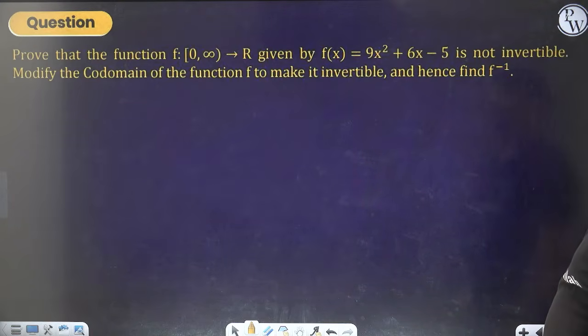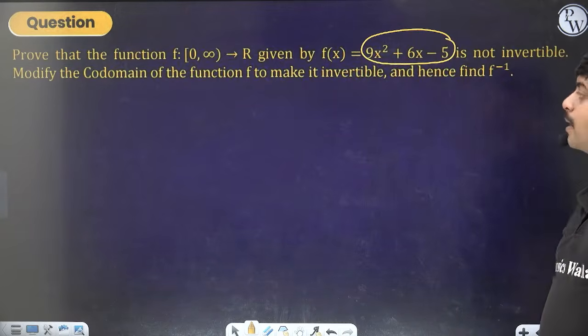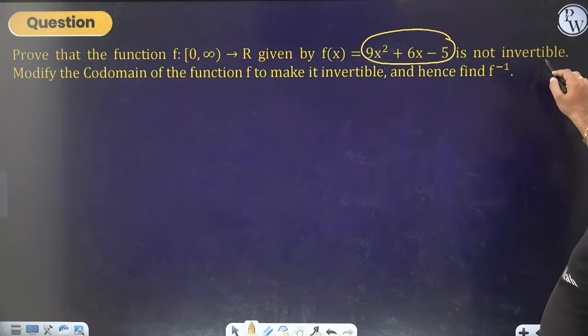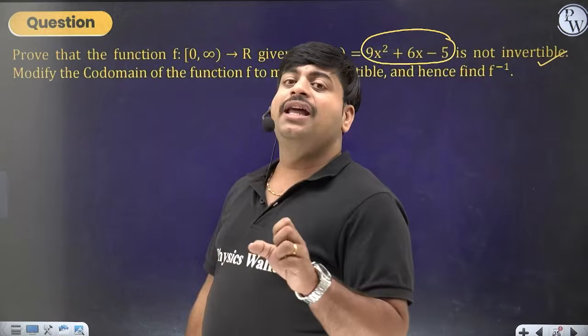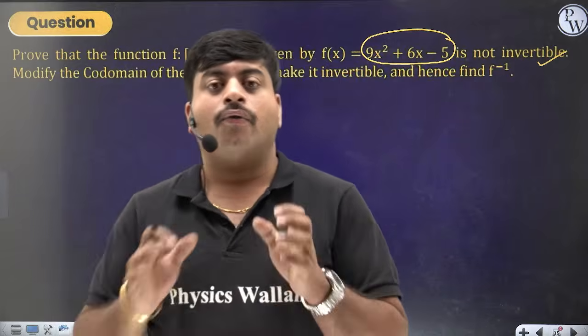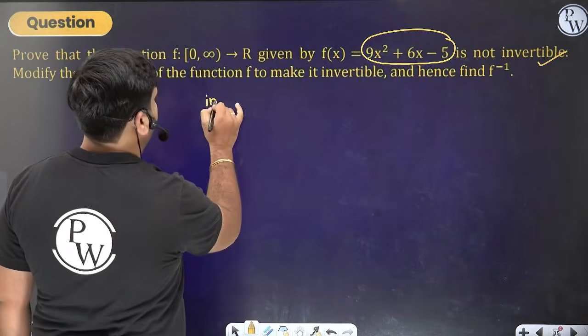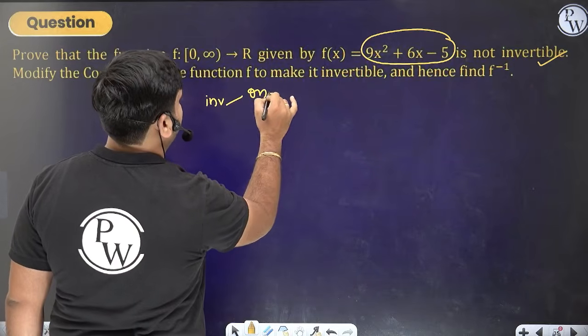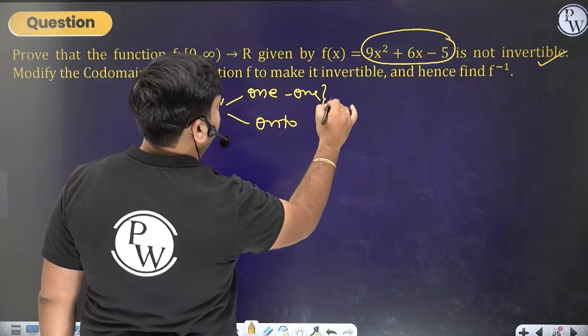Next. F is a function from 0 to infinity to R given by f of x equal to 9x square plus 6x minus 5, a quadratic equation. It is not invertible. We need to prove that it is not invertible. When can we say a function is invertible? When it is both one-one and onto. People, f will be invertible only if it satisfies both one-one and onto, simply saying it should be bijective.